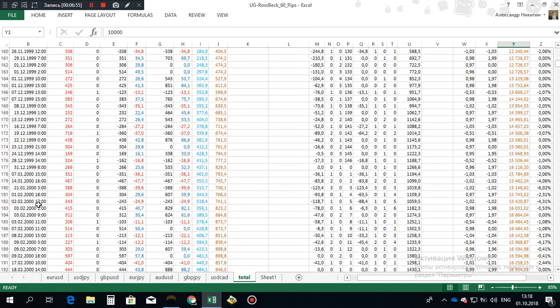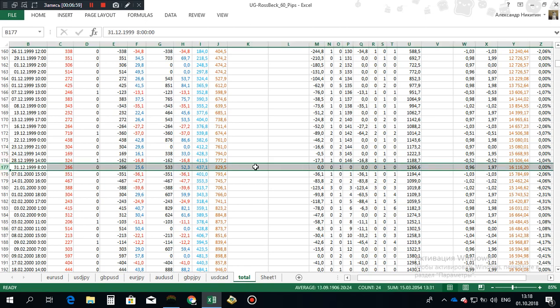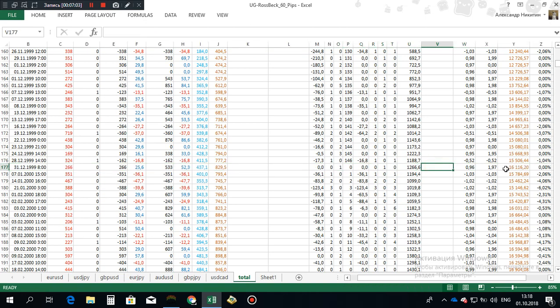Okay, so the year 2000 starts here. So this was the last trade. After this last trade, we have the profit of 16.116k, so 16k roughly. And we know that we started from 10k. Okay, let us type our initial account. It was 10k.